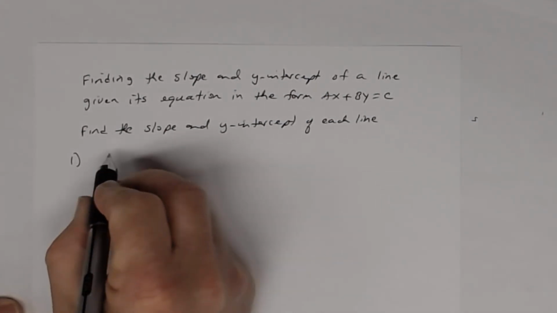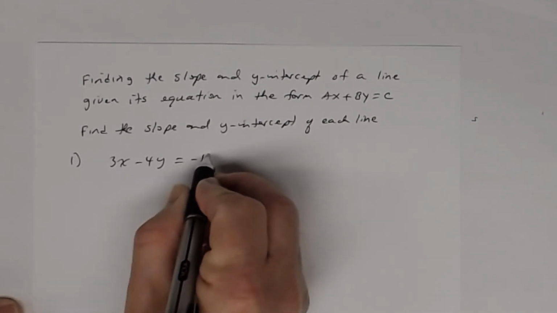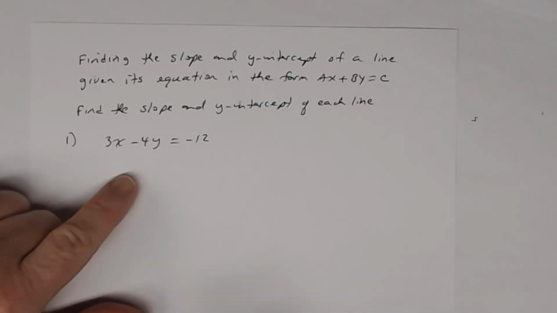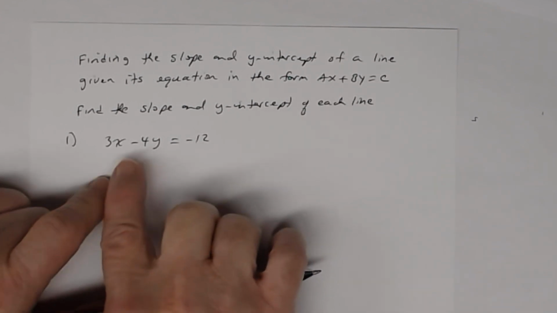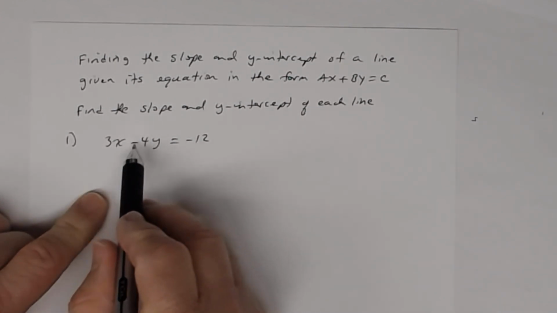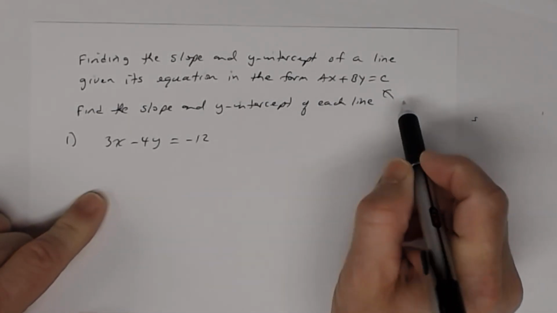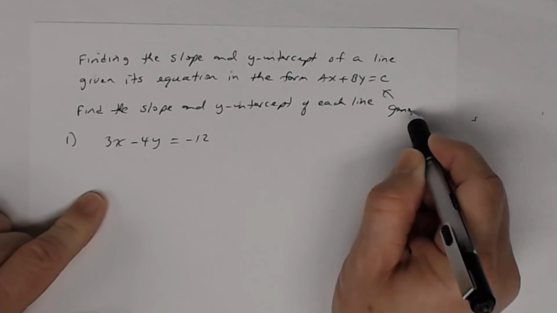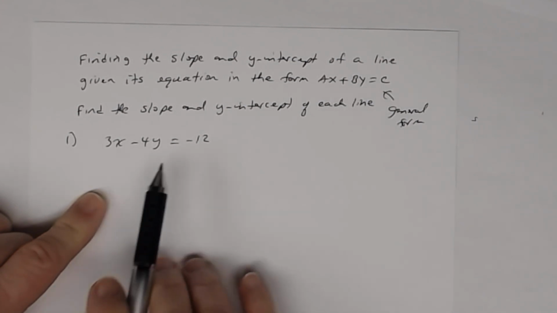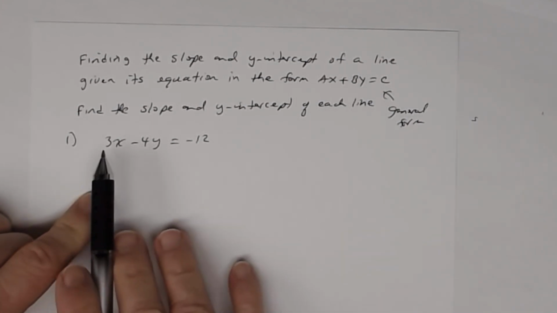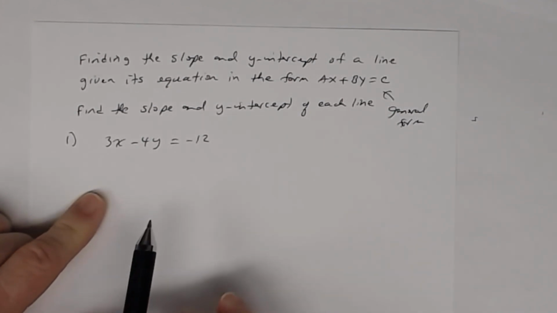And so let's look at that first equation. We have 3x minus 4y equals negative 12. And so notice that this linear equation is written in that form. So you have ax plus by equal to a constant. And sometimes we'll call this form the general form or the standard form of the equation of a line. That's where you have all the variables on one side, constants on the other. And you also notice that all of the coefficients are integers and the constant is an integer as well.